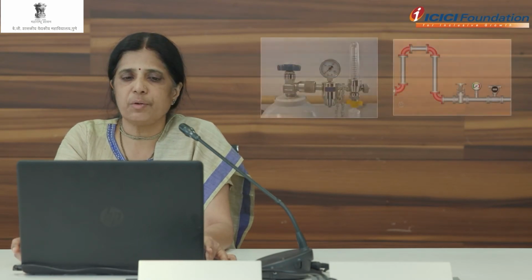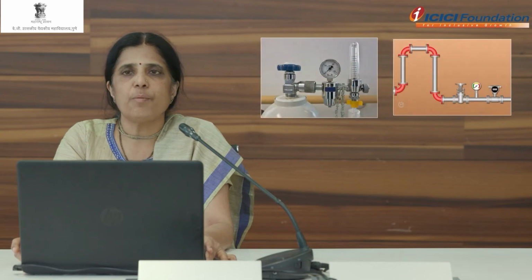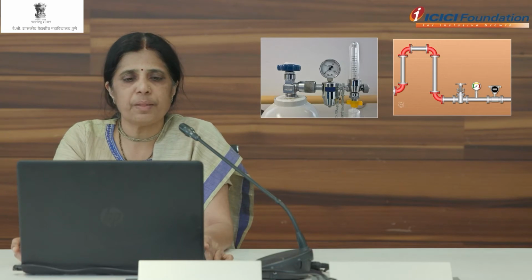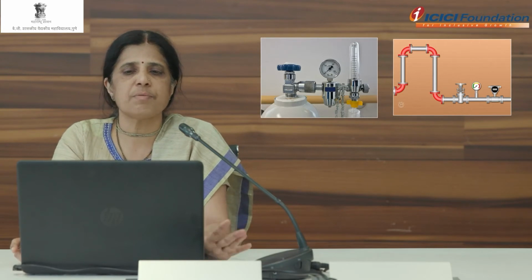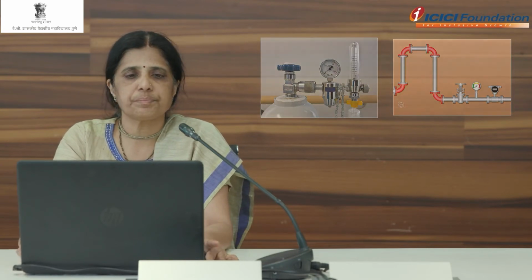Coming to regulators in MGPS, they are operating pressure regulator or line pressure regulator. Operating pressure regulators are of two types, one on every bank manifold, and for line pressure regulator, there are one or two on each manifold. The function is to maintain constant pressure at maximum flow rate of the system.